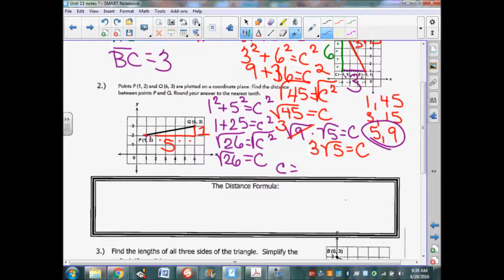So we've got, what do we get? So to the nearest tenth is going to be 5.1. Okay.